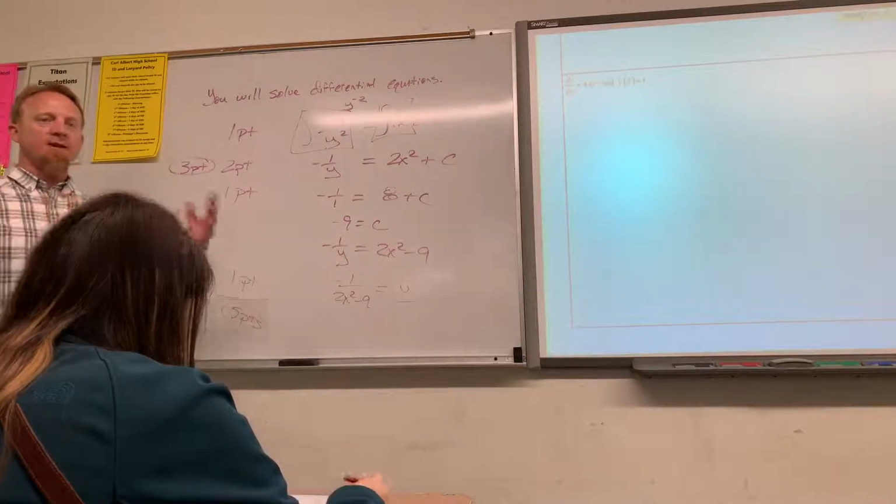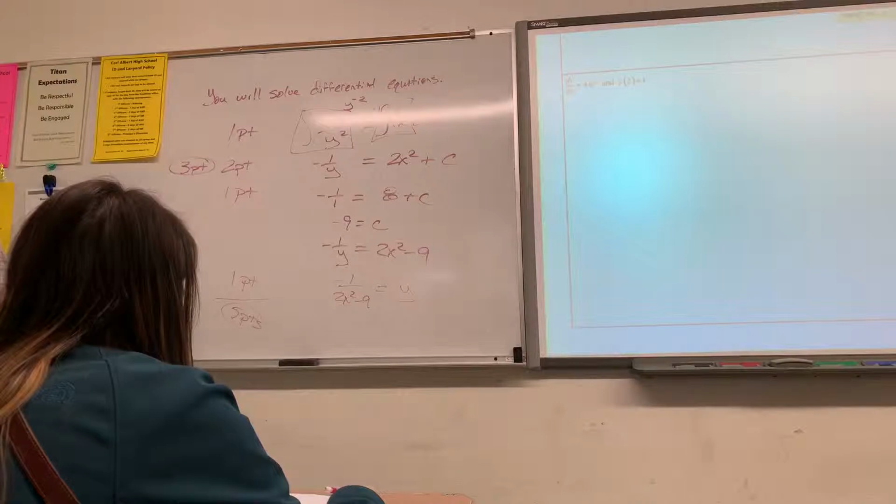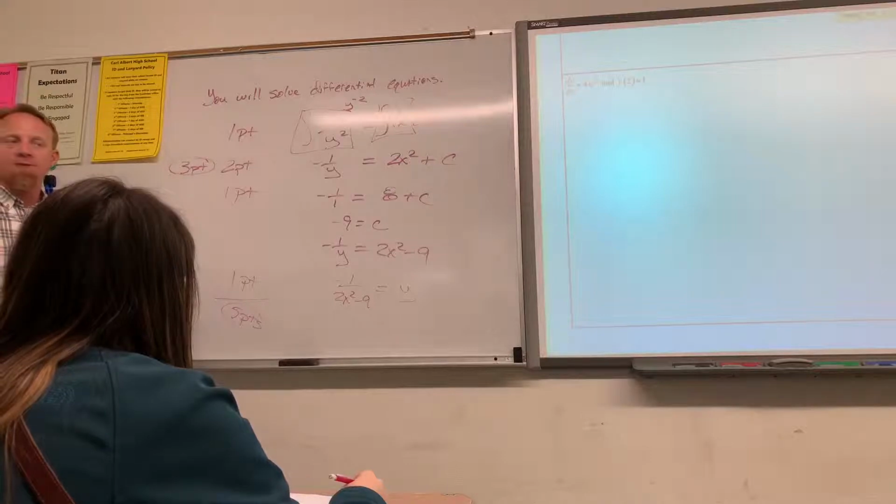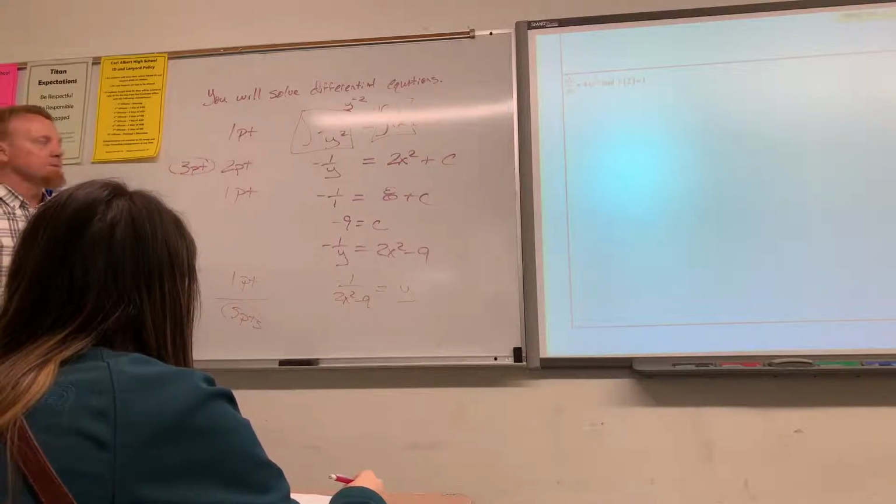And we don't want to freak out if we have issues solving for y, because how much is it worth? It's only worth 1 point. So if I do everything but solve for y, I've got 4 out of 5 points, which is pretty good. Good stuff.